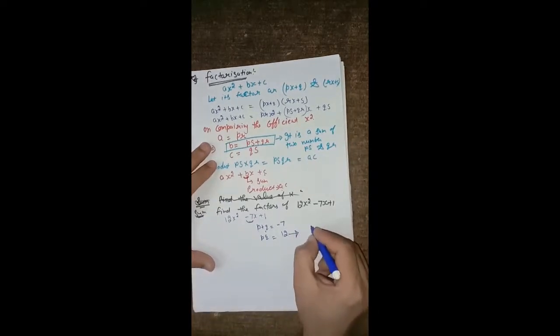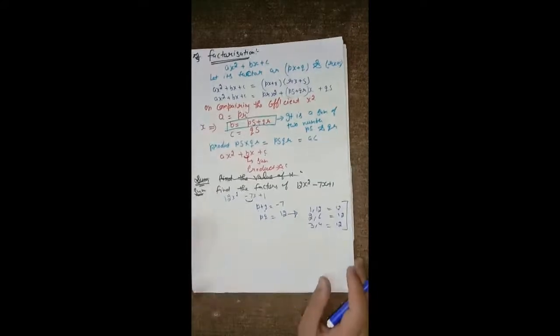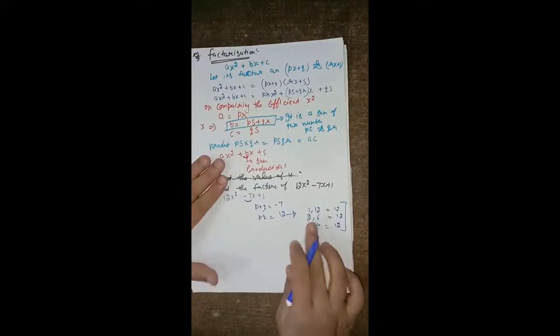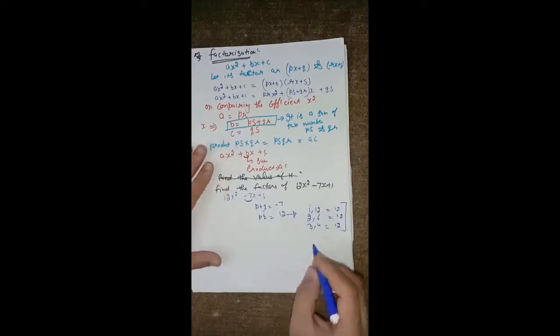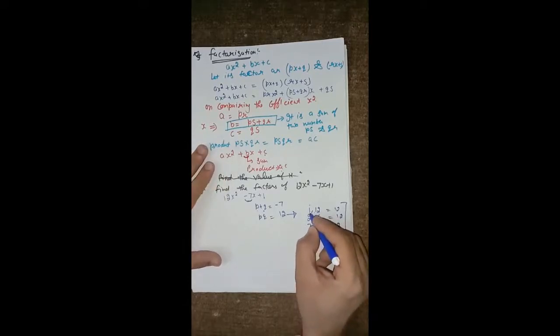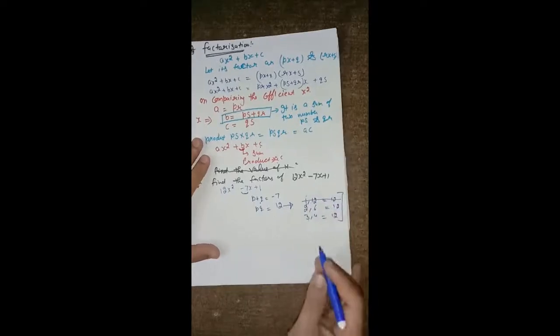The pairs will be 1 into 12, 2 into 6, and 3 into 4. We have these three pairs. Now find whose subtraction and addition equals minus 7. If we add 1 and 12, the sum will be 13 and the subtraction will be 11. Not possible. So this is not it.